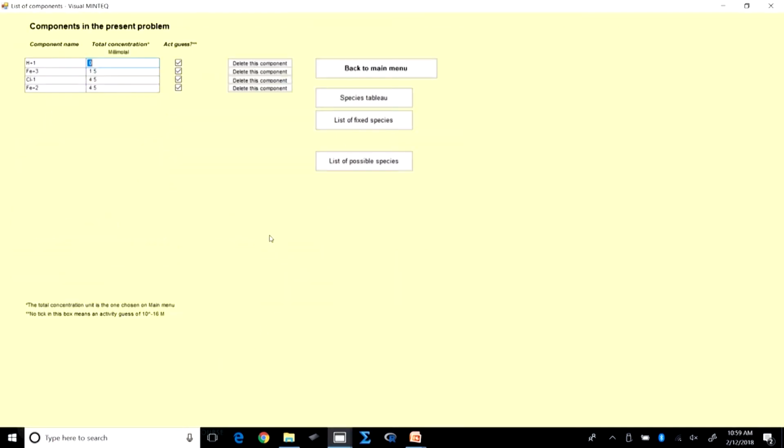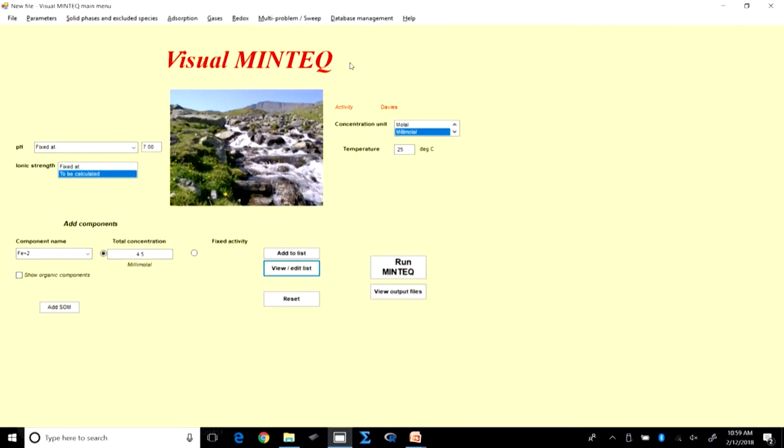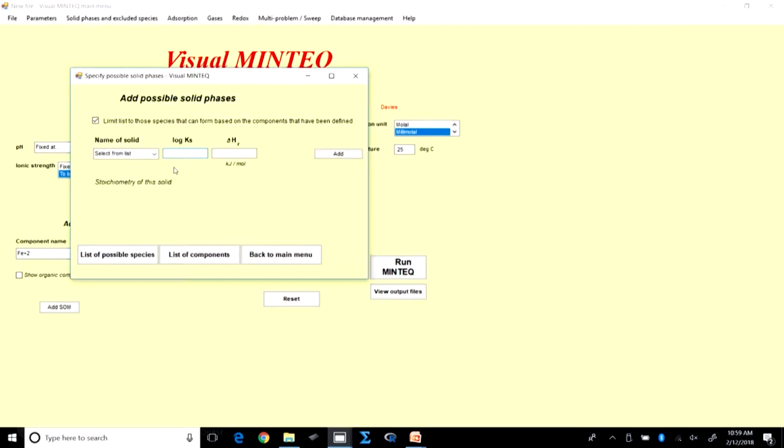add to the list, and I am going to delete Fe3+, back to main menu. I am just trying to point out the different solid phases possible, limiting it to those species that can be formed only if Fe2+ is present. Here you see that two forms are feasible: amorphous and crystalline. So keep that in mind, please.